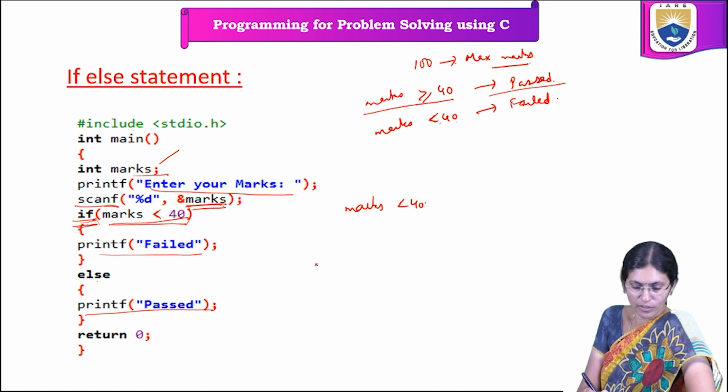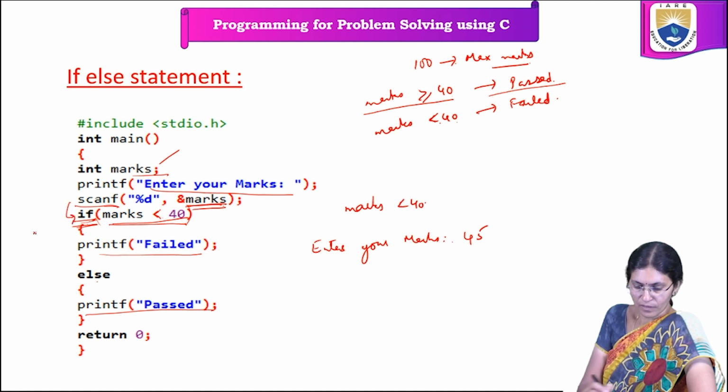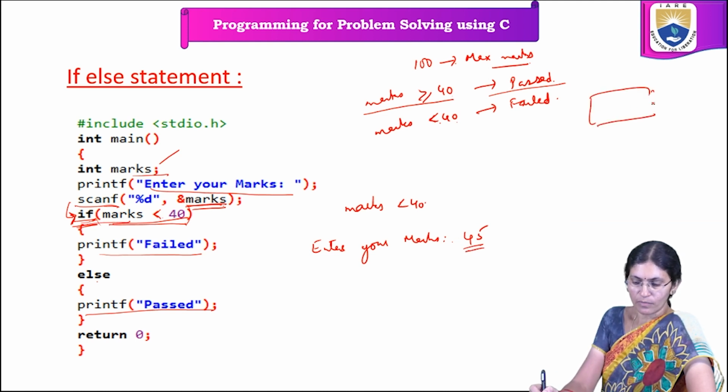Suppose when you execute this program, the output is "Enter your marks". Then we have to enter some marks. Suppose we are entering 45 here. Now the control is transferred here, after the scanf function. When we enter 45, it will be stored in the variable marks. If the marks are less than 40: marks here is 45, which is not less than 40, so this is false.